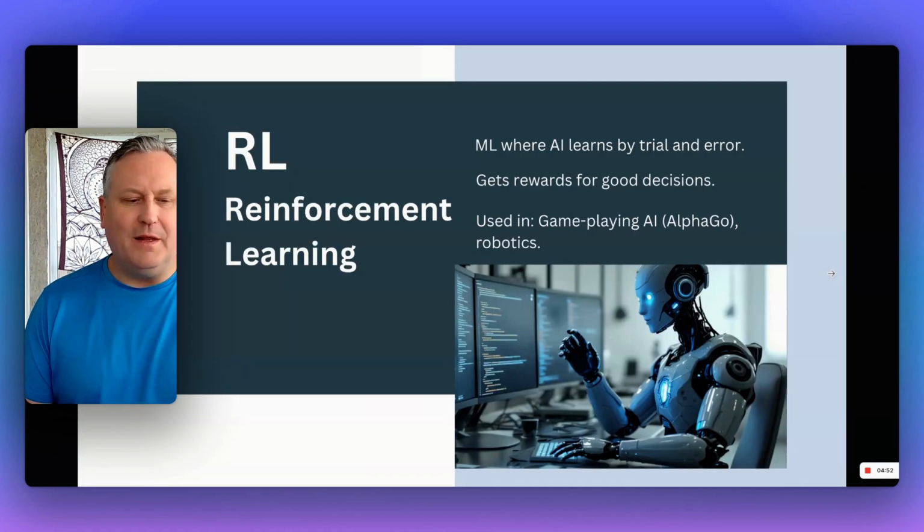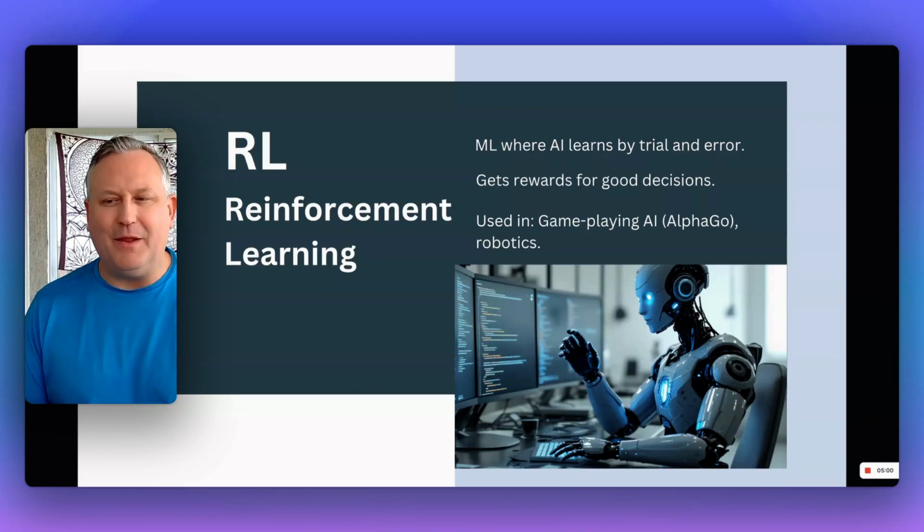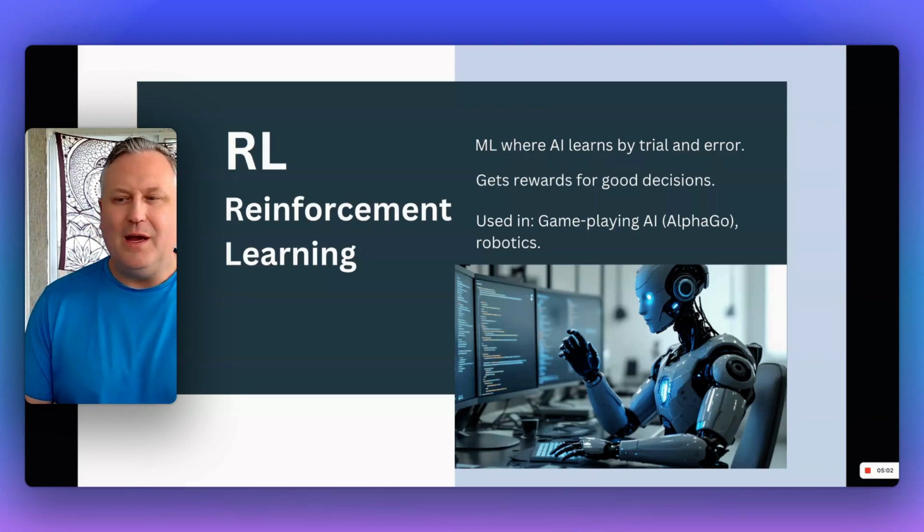RL, reinforcement learning. So again, this is where machine learning and AI learns by trial and error. So it gets rewards for good decisions. It's used in gameplay like AI AlphaGo, and also used in robotics.